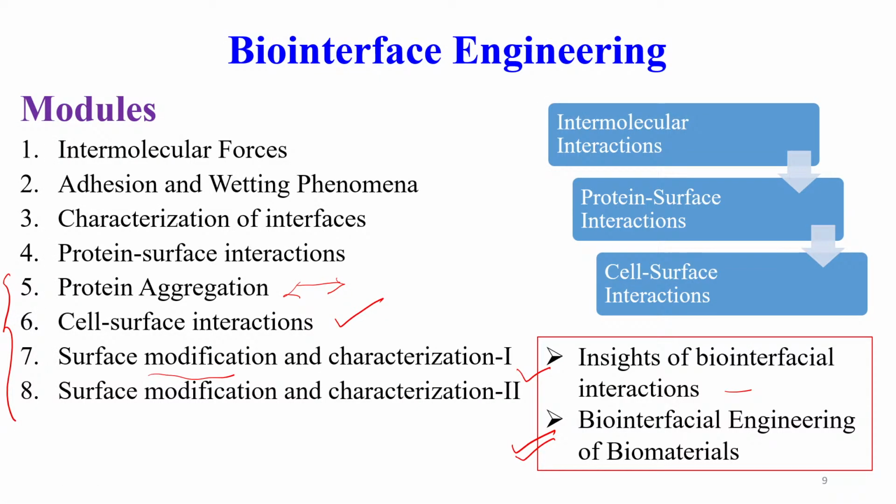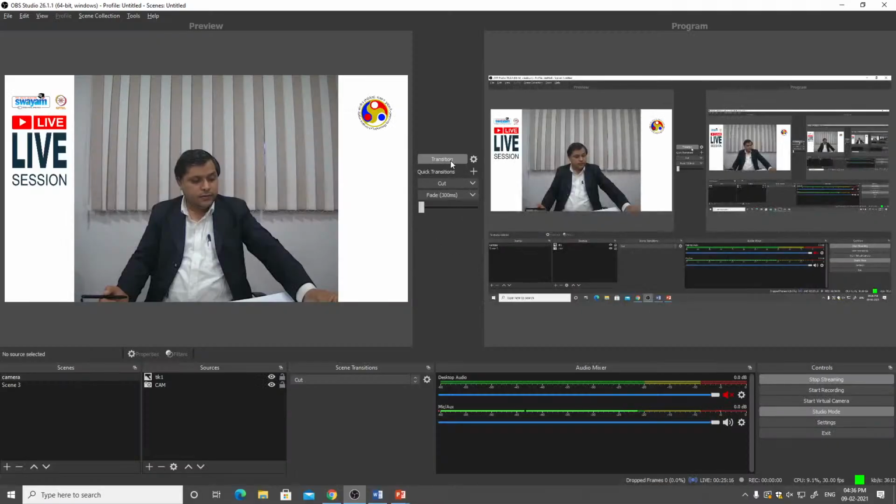So previously we have received a few queries, so I would like to talk about that. The first one was a query related to the spreading coefficient. So the spreading coefficient is basically the difference between the work of adhesion and the work of cohesion.